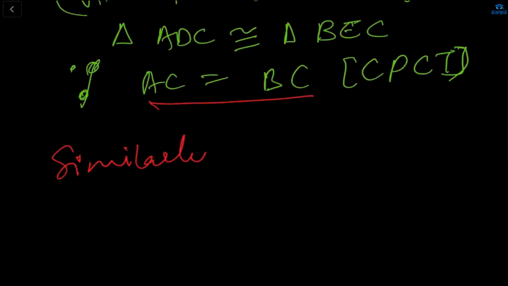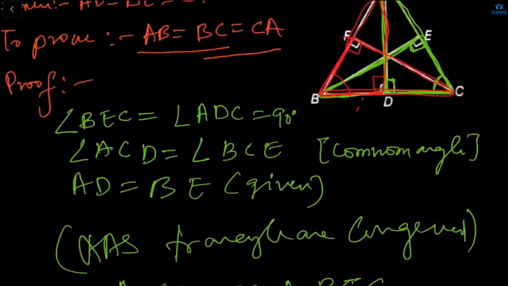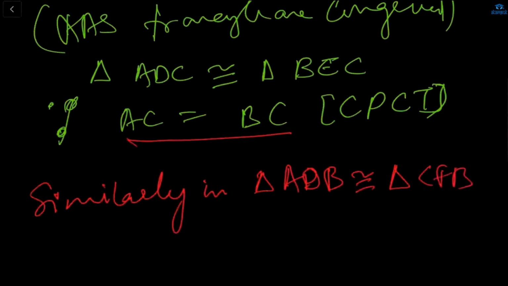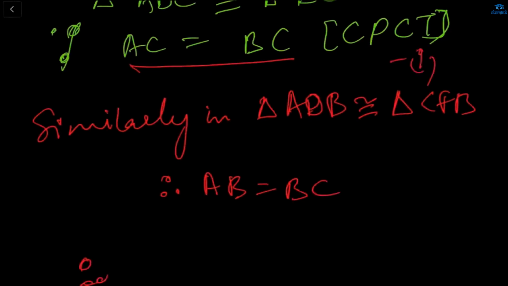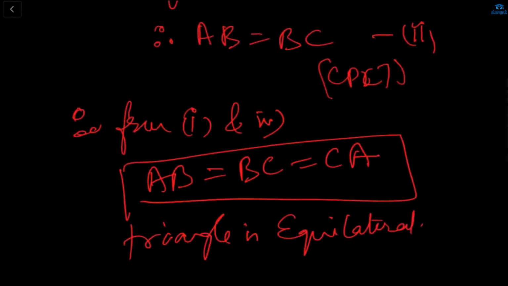Similarly, in triangle, I'm writing the triangle name, ADB is congruent to triangle CFB. Therefore, AB is equal to BC. If you take this as the first CPCT and this as the second, therefore, from first and second, AB is equal to BC is equal to CA. Okay, the triangle is equilateral. Understood? Any doubt how the triangle is proved? How the triangle has been proved equilateral?